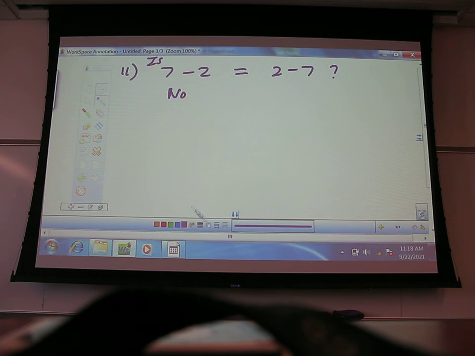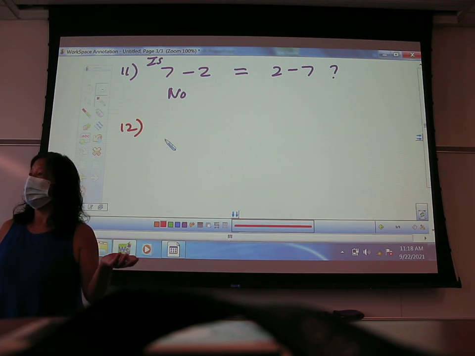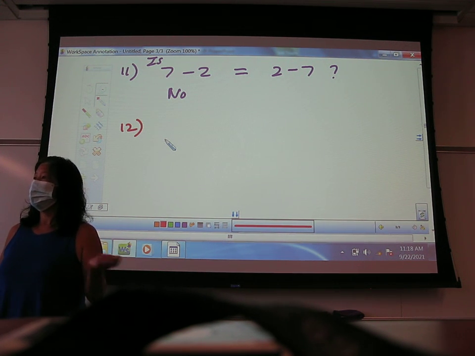And then for 12. Oh, I have a question for 11. Go ahead. So for 11, the answer is no if the numbers are different, but if the numbers are the same, the answer is yes. Well, 3 divided by 3 or 3 minus 3. True, but a property should apply all the time to any numbers. Do you know what I'm saying?